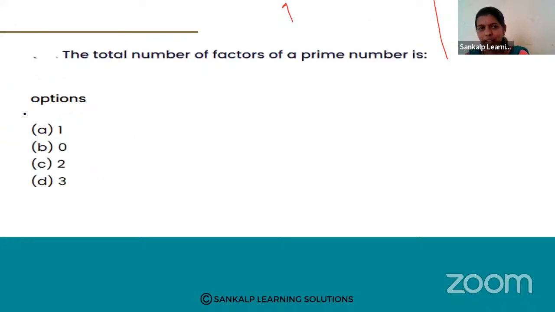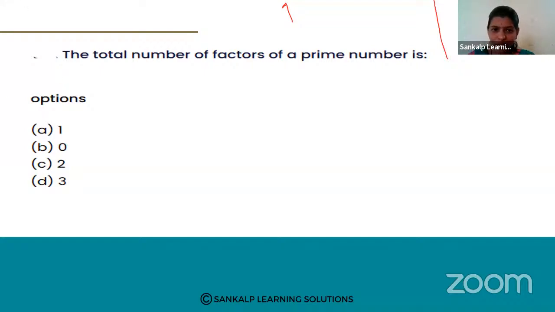Understood? Okay. Next question. The total number of factors of a prime number. This is also a very simple question. The total number of factors of a prime number is 1, 0, 2, or 3. Which option is correct, my dear children? How many factors does a prime number have?